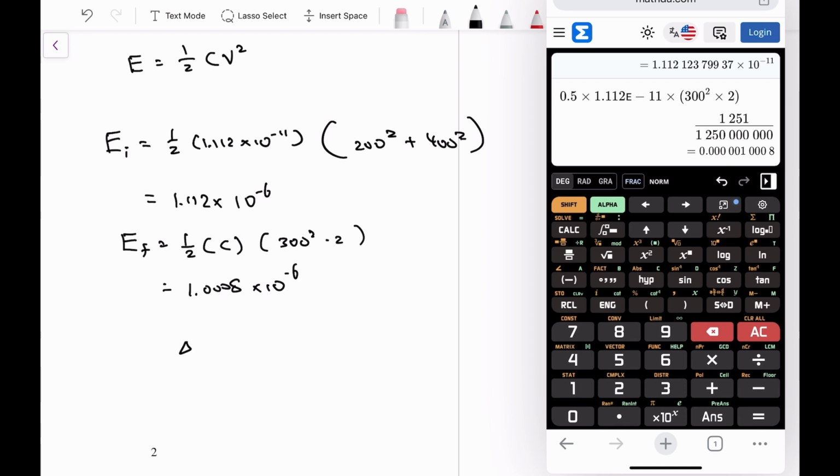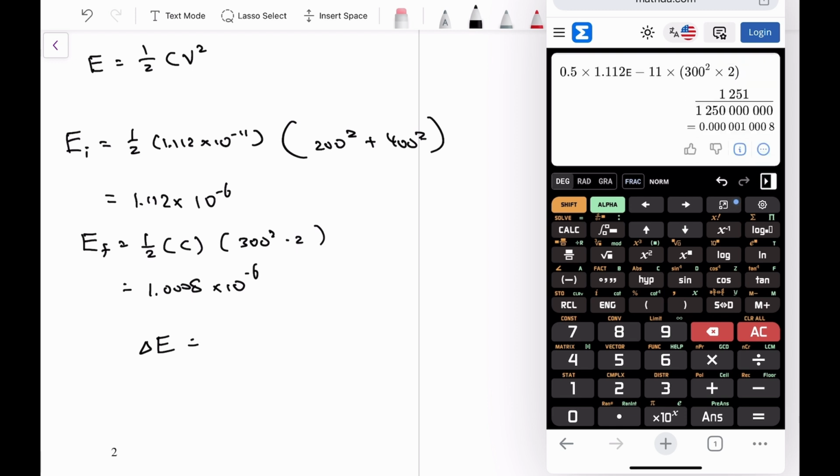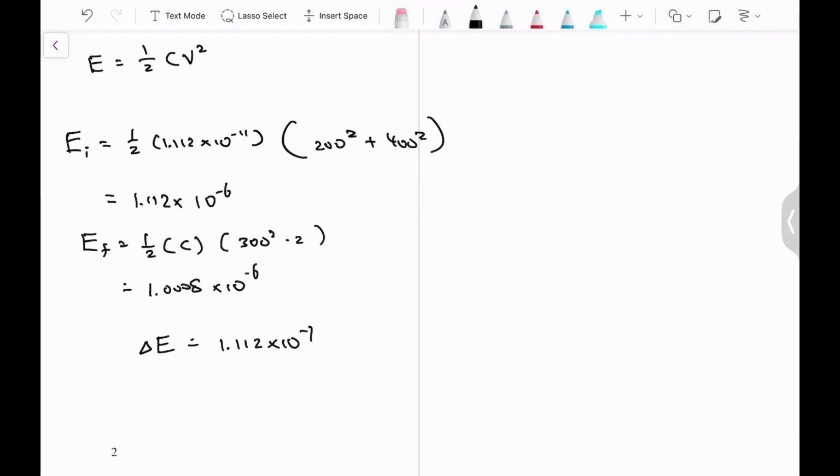And the difference in energy will be equal to the heat generated, the heat lost to the surroundings, and that will be equal to 1.112 times 10 to the power of negative 6 minus that, and that is 1.112 times 10 to the power of negative 7. And this will be the answer to the question.